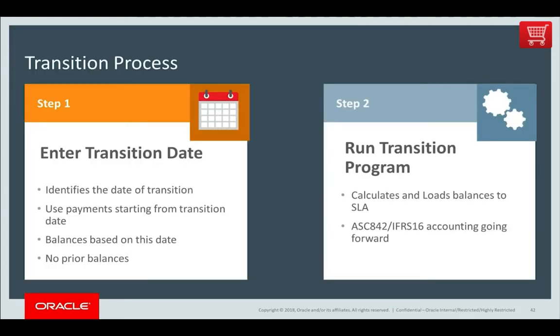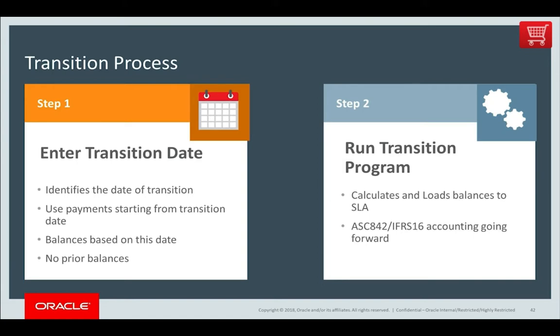So what you do is you'll capture your transition date, and we'll use that date for the balance creations, and we'll take any payments from that date forward, and use that in the PV calculation. So your transition date is the 1st of January 2019. We'll take any payments from 1st of January 2019 forward and do a PV of those and generate the balances based on that. So there won't be any prior balances with this approach.